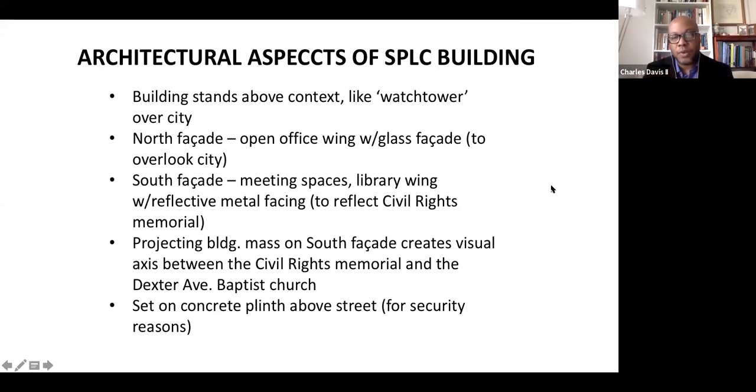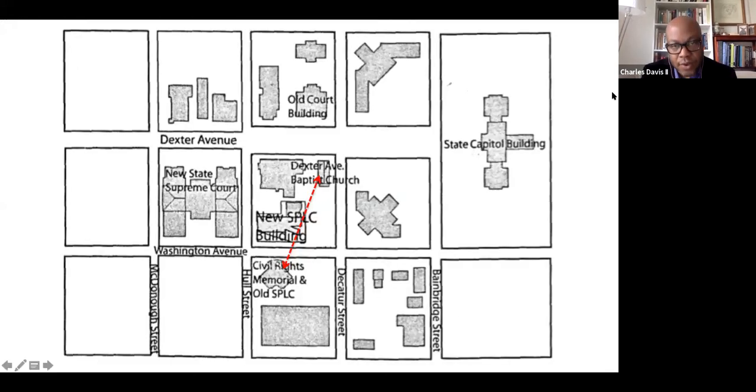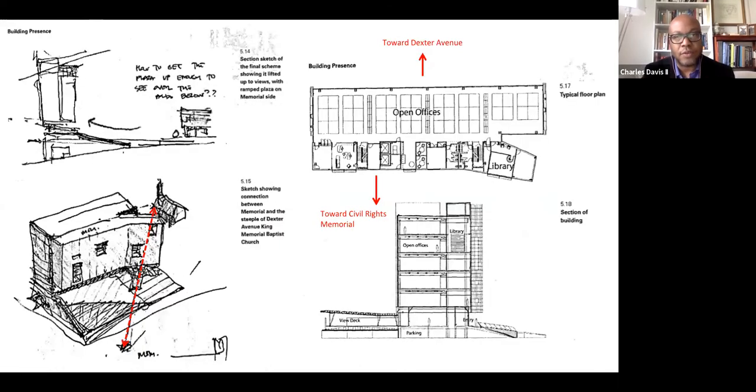So it's important to note here that Lisa Findley used the architectural term plinth to describe this lower portion, but then related the plinth to the need for security, to keep out those who would create arson or other security risks within the building itself. And here you can see that little bent part of the building with the aperture trying to connect the two spaces of the Dexter Avenue Baptist Church and the Civil Rights Memorial and the old Southern Poverty Law Center. Here's a couple of sketches that were included in the reading from Erdy McHenry and Associates in terms of the issue of security, and then also the visual axes connected between these two.